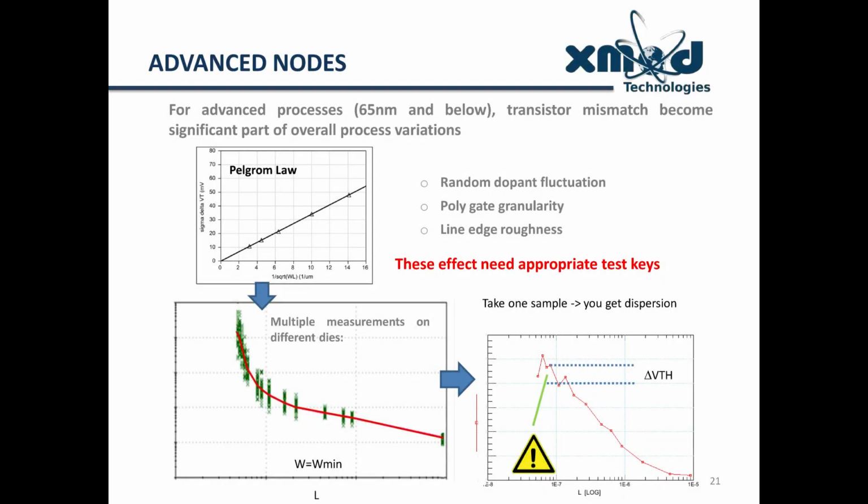All these effects need appropriate test keys to be included on the whole test chip. For advanced processes, that is 65 nanometer and below, the transistor mismatch becomes a significant part of the overall process variations. This might be due to random dopant fluctuations, metal gate granularity, or line edge roughness. And of course, these effects also need appropriate test keys.